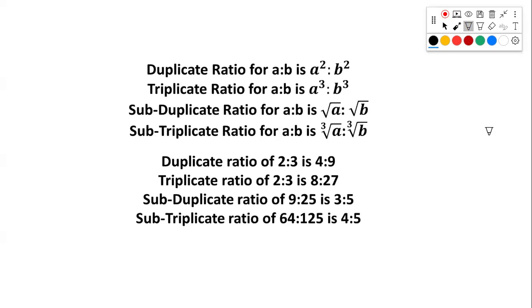2:3 is the ratio. What is duplicate? 4:9. Triplicate, cube it. 2 cube is 8, 3 cube is 27. Subduplicate, 9:25. So you are taking a square root of 9, which is 3, square root of 25, which is 5. Subtriplicate ratio, 64:125. So cube root of 64 is 4. Cube root of 125 is 5.